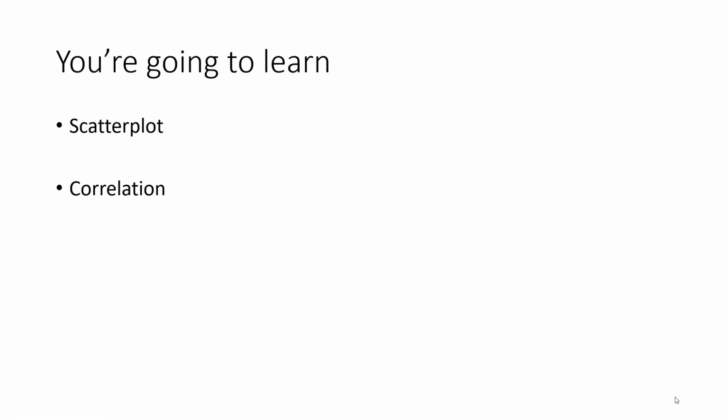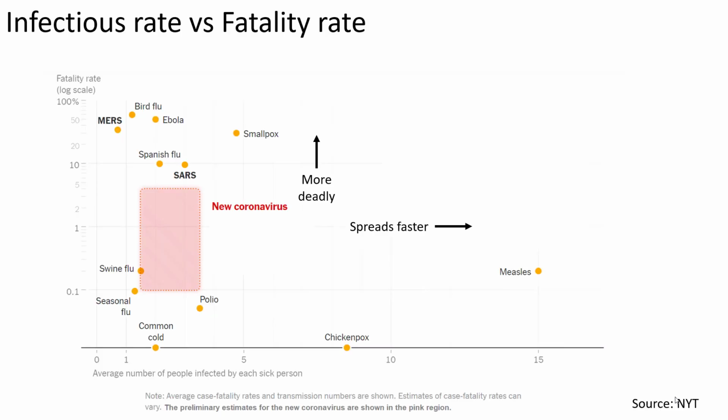Hi, in this video, I'm going to cover two important topics, scatterplot and correlation, that are extremely helpful to understand the relationship between two quantitative variables. What does a scatterplot look like?